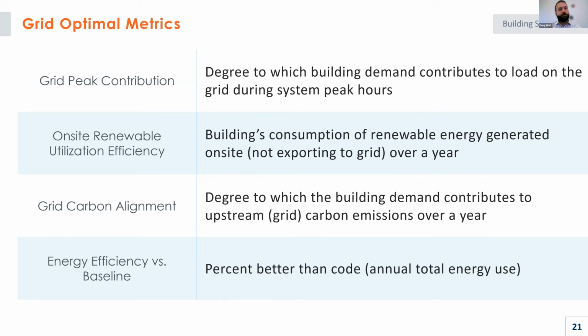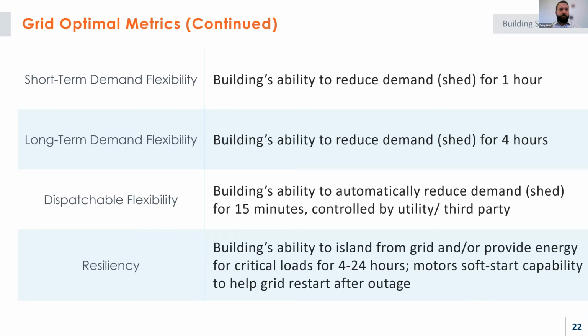So we want the energy generated on-site to be used on-site. Grid carbon alignment: how well does the building's energy usage profile align with clean energy available on the grid? Energy efficiency versus baseline. Short-term demand flexibility, which is a building's ability to reduce demand for an hour. Long-term demand flexibility makes that 4 hours. Dispatchable flexibility is more of an automated approach that might reduce demand for just 15 minutes at a time, generally controlled directly by a utility or third party.